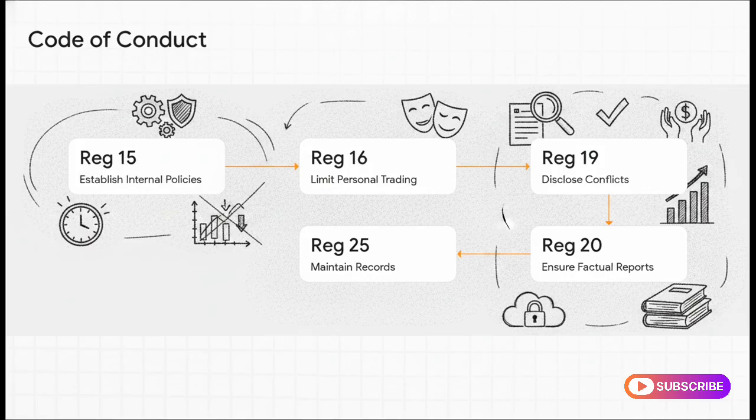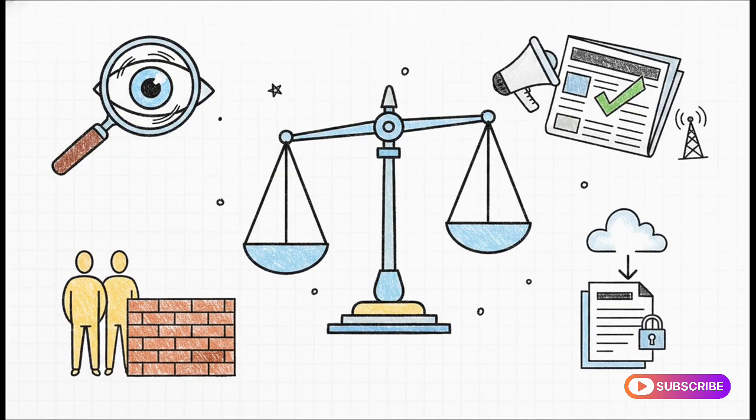Regulation 19 forces them to air out any conflicts of interest. Regulation 20 demands the reports be purely factual, well-researched, and completely free of speculative hype. And finally, Regulation 25 acts as the ultimate audit trail, mandating the strict preservation of all these records. It all really boils down to one thing: preventing VIP treatment and maintaining total transparency.